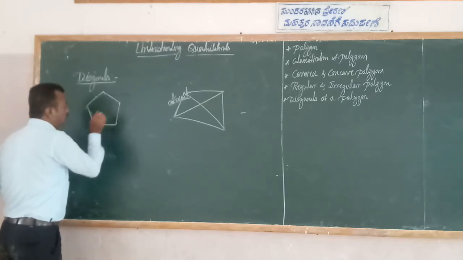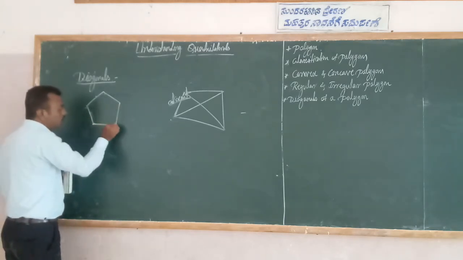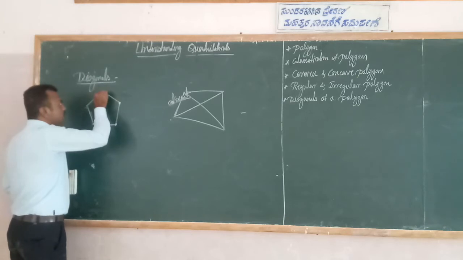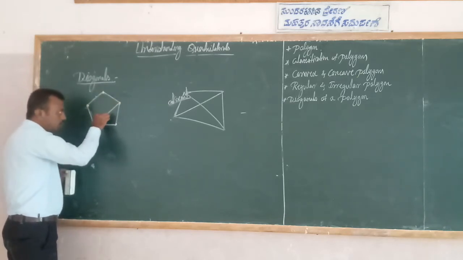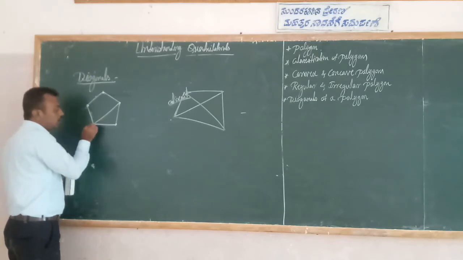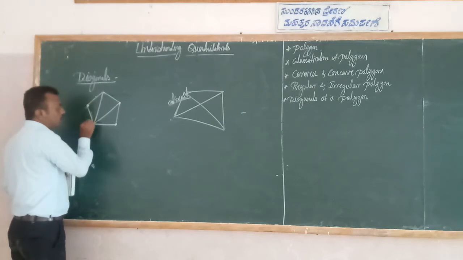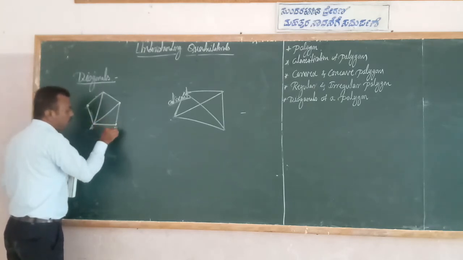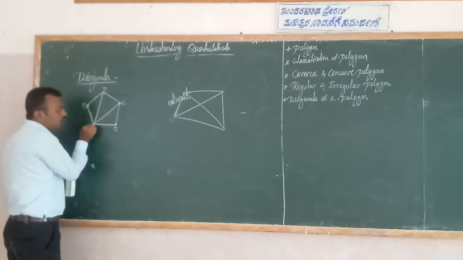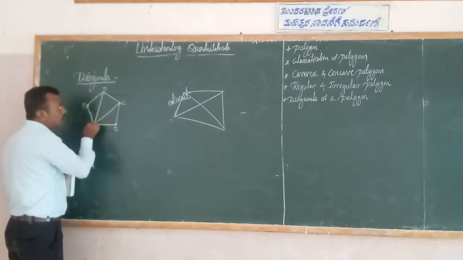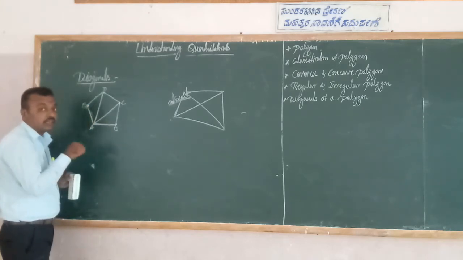Yes, this is a pentagon. So we want to join the opposite vertices. Any opposite vertex. See, this is one opposite vertex, and this is another opposite vertex, and this is not. And come to this one, A, B, C, D, and E. First I will draw from A. The opposite vertices of A are C and D. B and E are not opposite. What type are they? Adjacent.